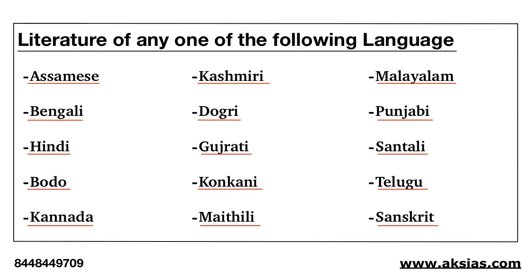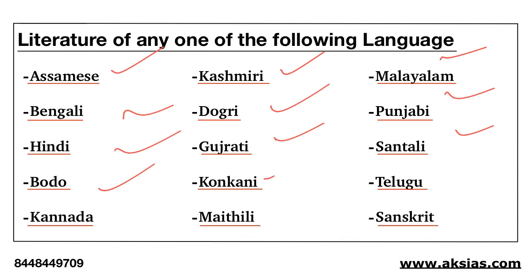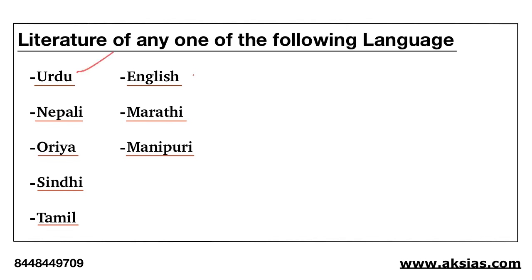Also, a candidate can choose from several literature subjects, namely Assamese, Kashmiri, Malayalam, Bengali, Dogri, Punjabi, Hindi, Gujarati, Santali, Bodo, Konkani, Telugu, Kannada, Maithili, and Sanskrit, as well as Urdu, English, Nepali, Marathi, Odia, Manipuri, Sindhi, and Tamil.